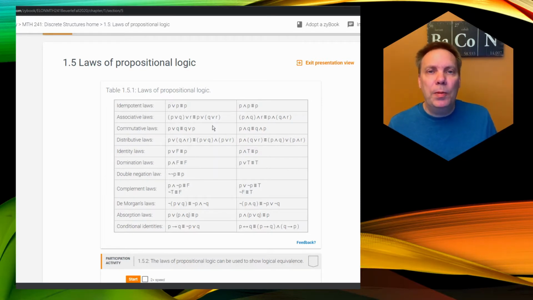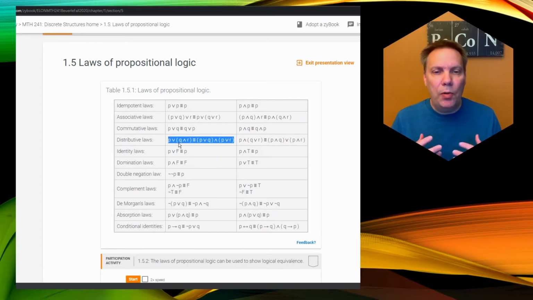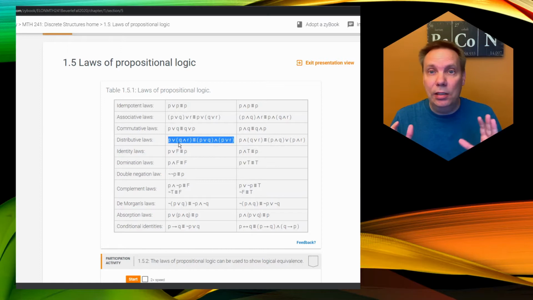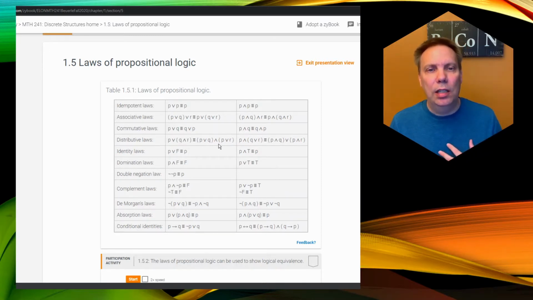Distributive laws, they're a little bit harder to talk about. But distributive, how does multiplication distribute over addition? Well, that's basically what this says. If you consider these operators, the or and the and, as multiplication and addition, and I say like because if you do an exact match, things aren't going to work exactly. So what does the distributive law say? It says that an or statement distributes over an and statement in this fashion.